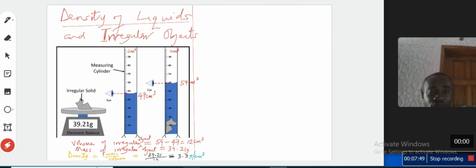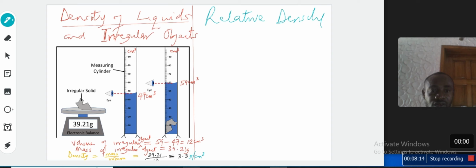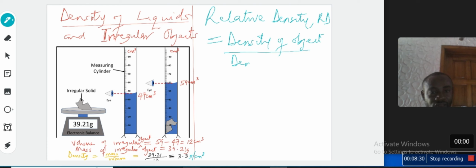Now I'm saying that because of the next thing I want to say very quickly, and that next thing is relative density, RD. Relative density is simply the density of the substance or object, all over the density of water. Or you can say the mass of the substance, all over the mass of an equal volume of water.